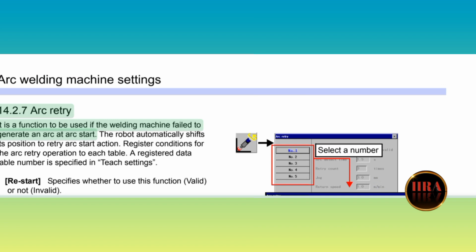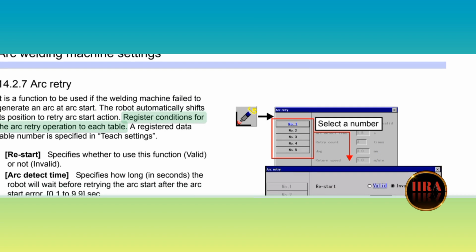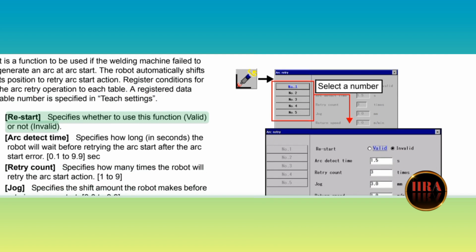14.2.7 Arc retry. It is a function to be used if the welding machine failed to generate an arc at arc start. The robot automatically shifts its position to retry the arc start action. Register conditions for the arc retry operation to each table. A registered data table number is specified in teach settings. Restart specifies whether to use this function, valid, or not, invalid.